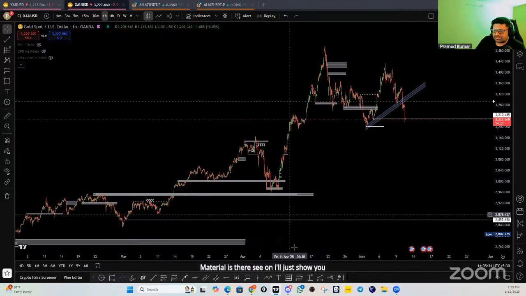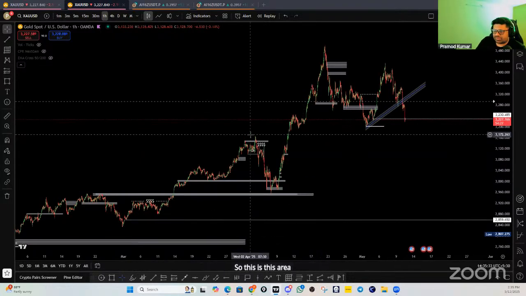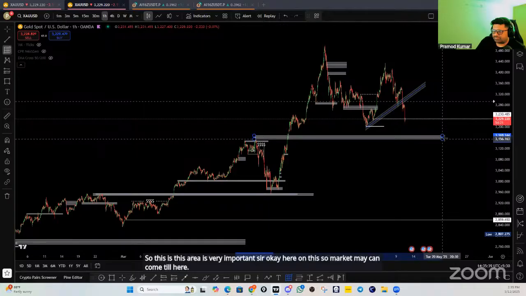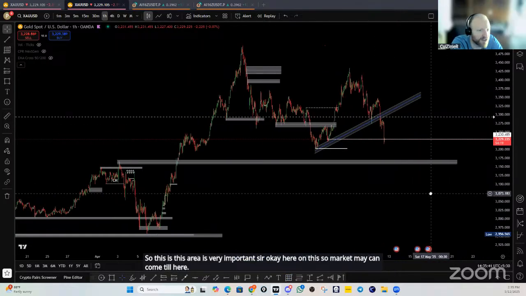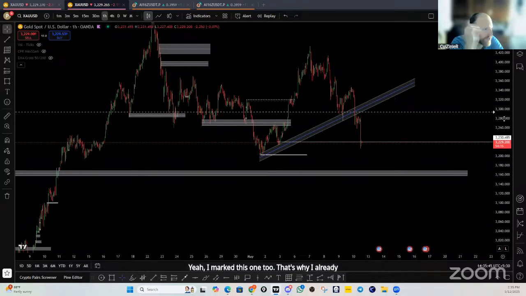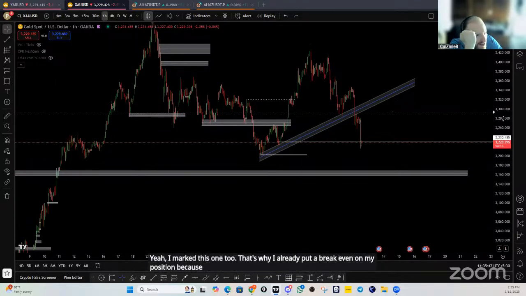So this area is very important, sir. Okay, here on this area. So the market can come till here. Yeah, I marked this one too. That's why I already put a break even on my position, because I know it can still go down until this level.